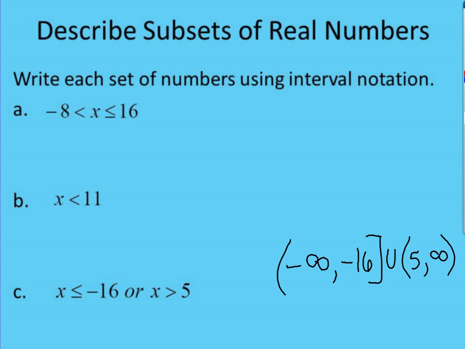So we want less than negative 16. Less than means to the left, so we're going towards negative infinity. And then it goes up to negative 16, including that negative 16, so it is a square bracket. Or, we use that or symbol, 5 and up, but you want it to not include 5 because it's not equal to, so it is a curly bracket.